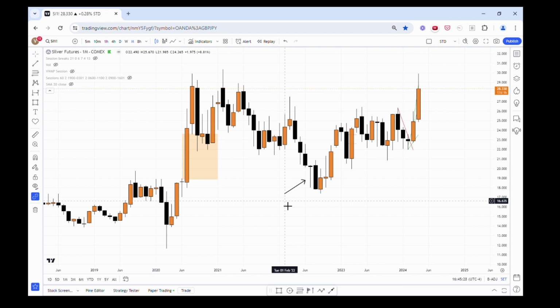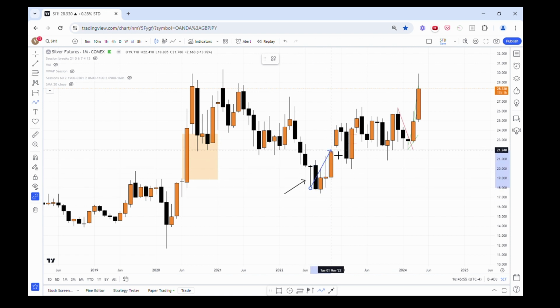Well, I wouldn't go long once that candle closes, because very often price will sweep the bottom of that candle. So right here, as you can see, price sweeps the bottom of that candle. So if you went long right here, you would have been stopped out.